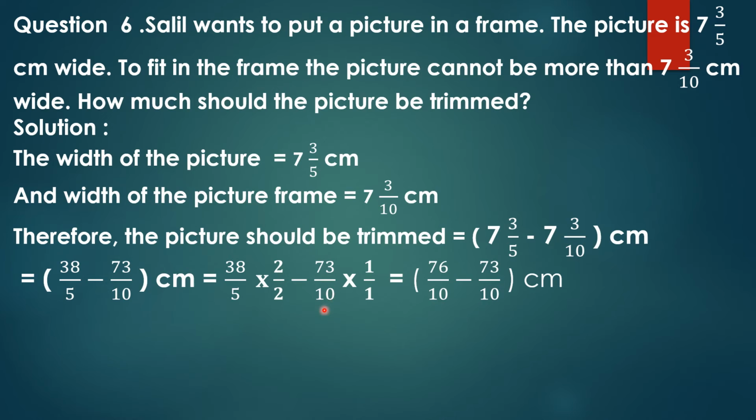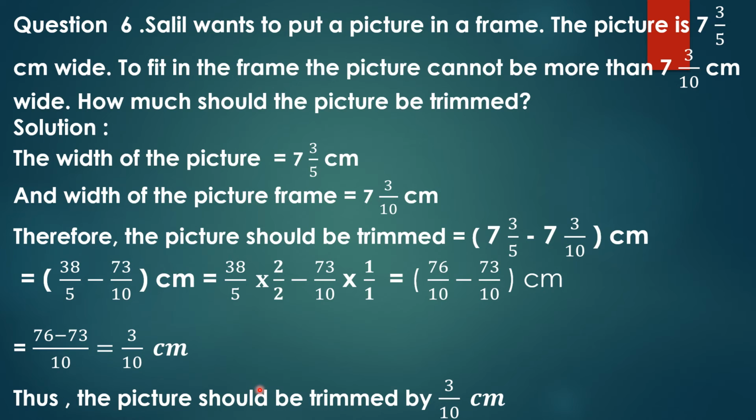So here we have 73 by 10, the denominator is 10. Therefore multiply numerator and denominator by 1. Therefore which is equal to, what is 38 into 2? 76, and 5 2s are 10. So 76 divided by 10 minus 73 by 10 centimeter. Now here the denominators are same. Therefore we can subtract the fractions. So subtract the numerators. 76 minus 73 divided by 10, which is equal to 3 by 10 centimeter. Thus the picture should be trimmed by 3 by 10 centimeter.